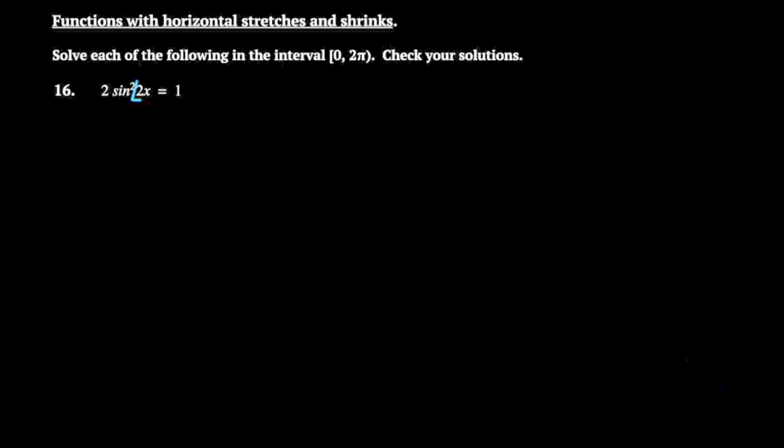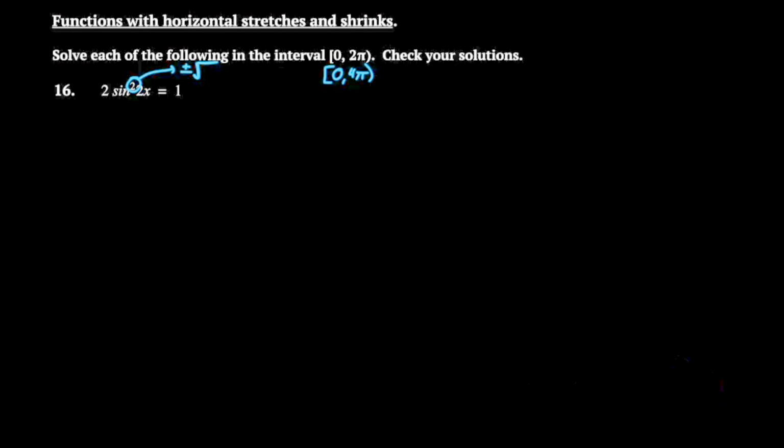This problem is similar to the last one in the fact that we have 2x on the inside. So remember, we're not going to be looking in the range from 0 to 2 pi. We're actually going to be thinking about the range from 0 to 4 pi, because all of our solutions are going to be shrunk back down by 2 in the final step, because we'll have to divide everything by 2. However, this equation also has sine squared in it.